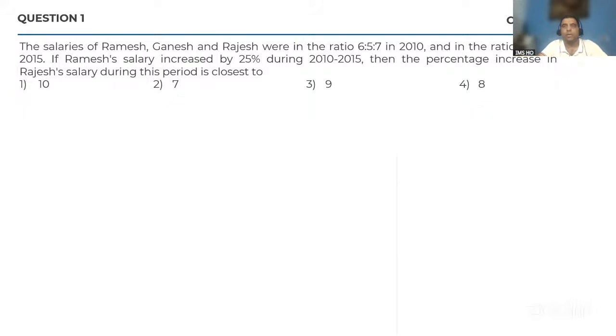Now let's look at this question. The question that came in CAT 2019. Again, the question is not tough, it's just about understanding it. When you read the question, it says the salaries of Ramesh, Ganesh, and Rajesh were in the ratio 6:5:7 in 2010. So the ratio is given in 2010. And in the ratio 3:4:3 in 2015. If Ramesh's salary increased by 25% during 2010 to 2015, then the percentage increase in Rajesh's salary during this period is closest to.